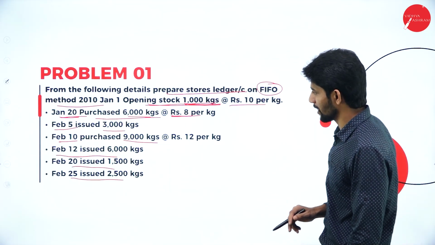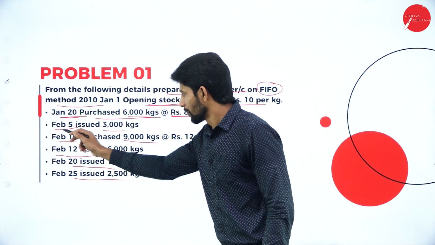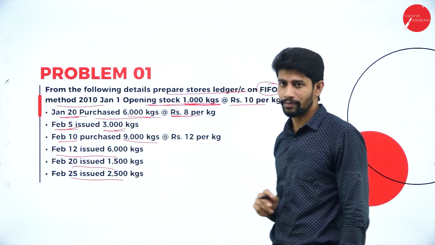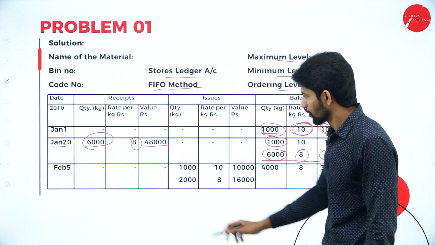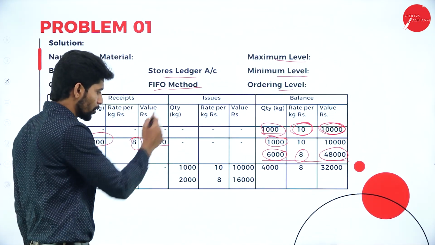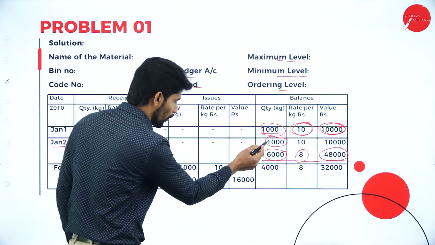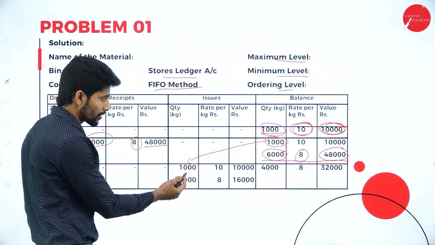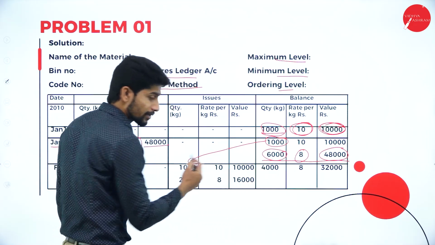And what is the next entry we have? It is on 5th Feb, issued 3,000 units. So where we are supposed to show the issue? We are supposed to show the issue under issue column. So first issue this 1,000. We issued 1,000, the rate 10 rupees and total 10,000.